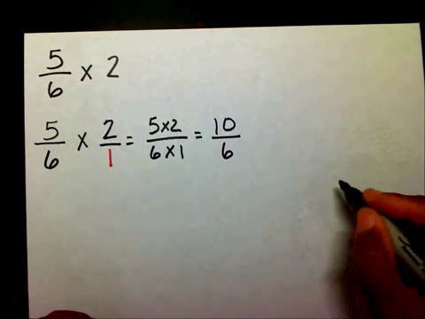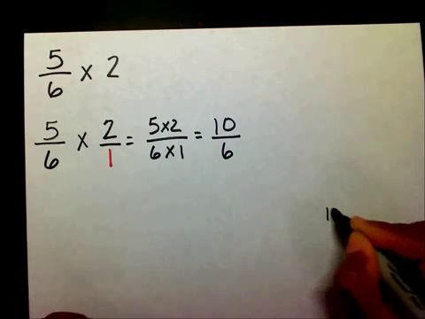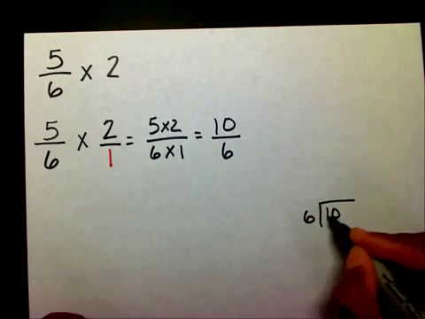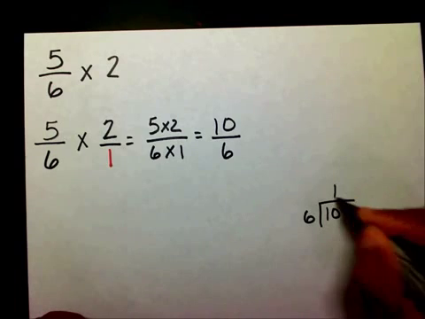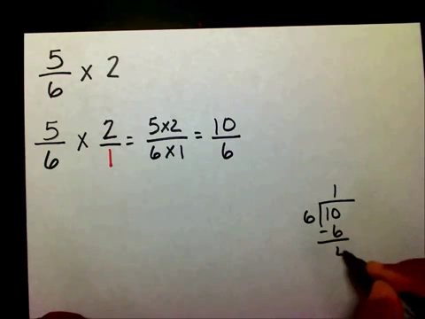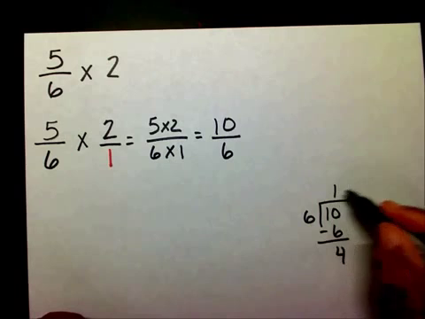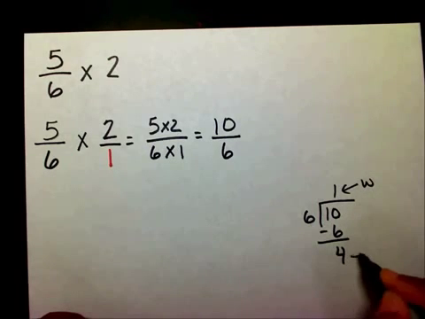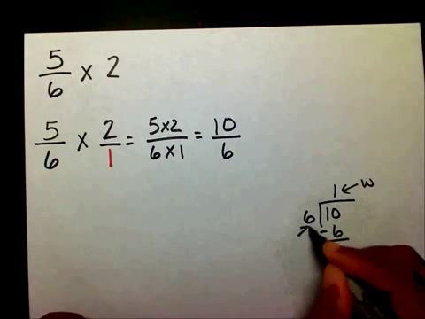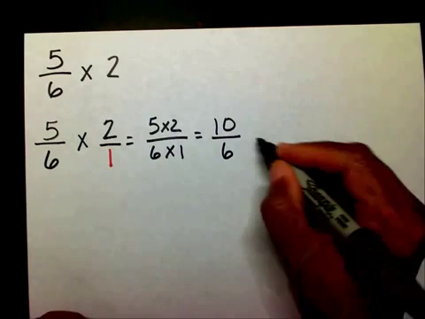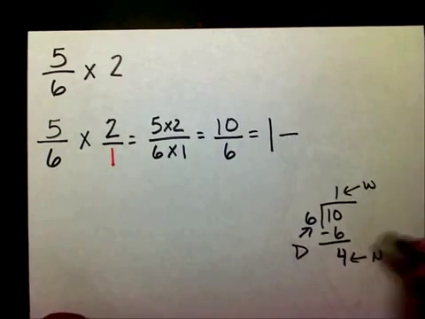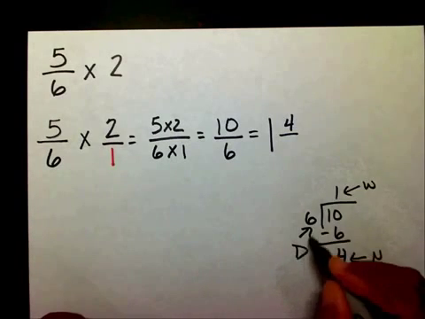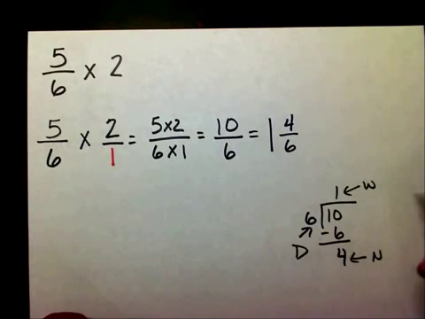So over here I'm going to say 10 divided by 6. 6 will go in the 10 one time. Going to subtract. So this is my whole number. This is my numerator. This is my denominator. So my whole number is going to be 1. My numerator is going to be 4. And my denominator is going to be 6.